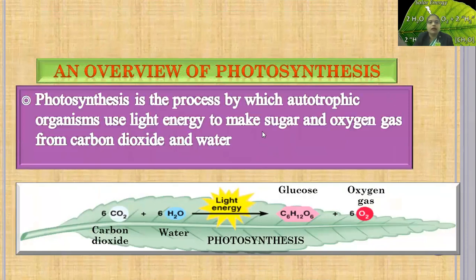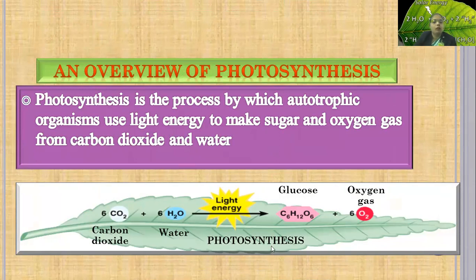So here, photosynthesis is the process by which autotrophic organisms use light energy, meaning solar energy, to make sugar and oxygen gas from carbon dioxide and water.